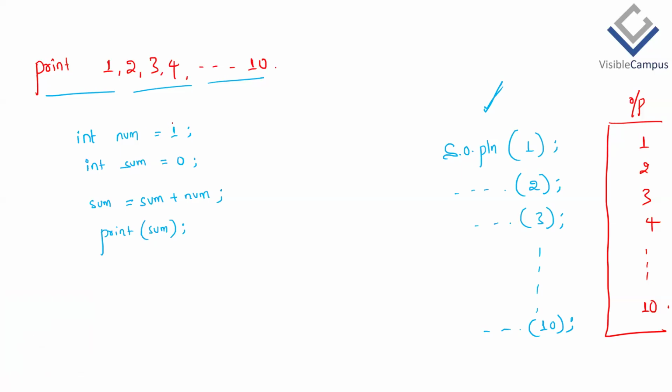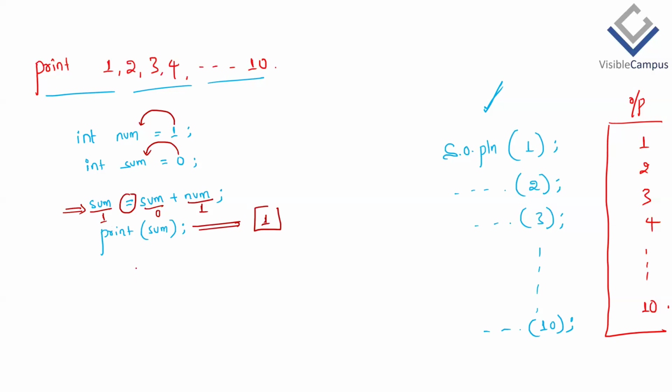So first 1 will be stored into number, 0 will be stored into sum. Then number is how much? 1. Sum is how much? 0. Then the result is how much? 1. A Java line is always executed right to left whenever there is an assignment operator. That's why at the end of this line of code, sum has the number 1. Therefore, what's the output? 1 will be the output.